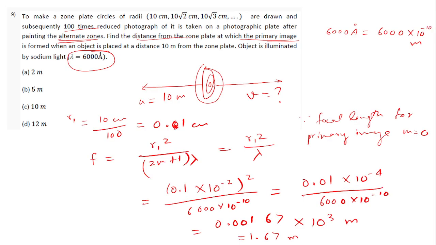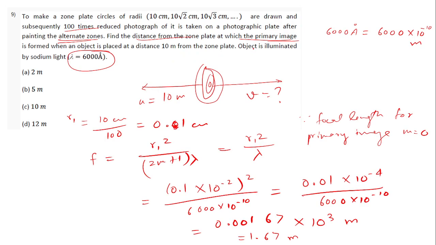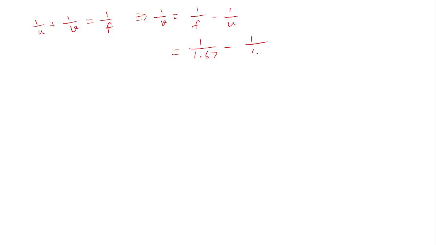0.67 meter. And now using this formula, because we know the object distance, now we know the focal length, so we'll be able to find out V, putting the values here. So 1 by V will be 1 over F minus 1 over U. So 1 over F is 1 over 1.67 minus object is at a distance of 10 meters.